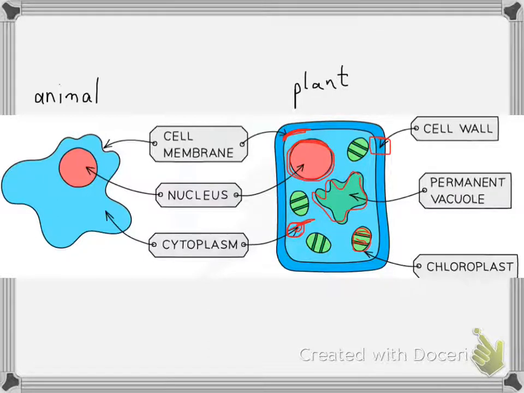So first is the cell wall, then the cell membrane. And in an animal cell, there is no cell wall or anything. There is only a cell membrane, and this thing is a cell membrane. Then this is a nucleus, and this is a cytoplasm.